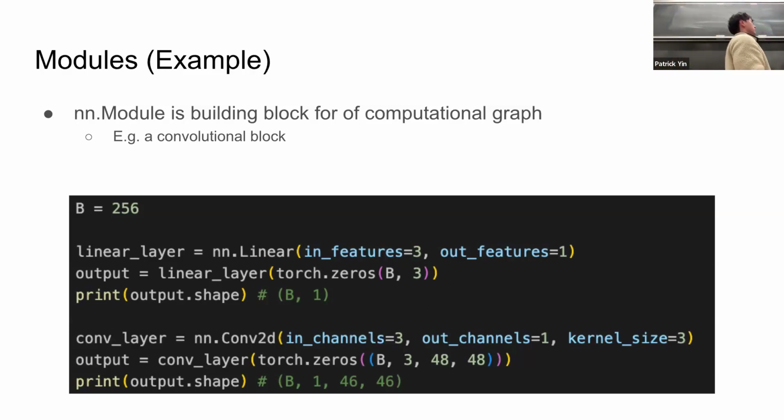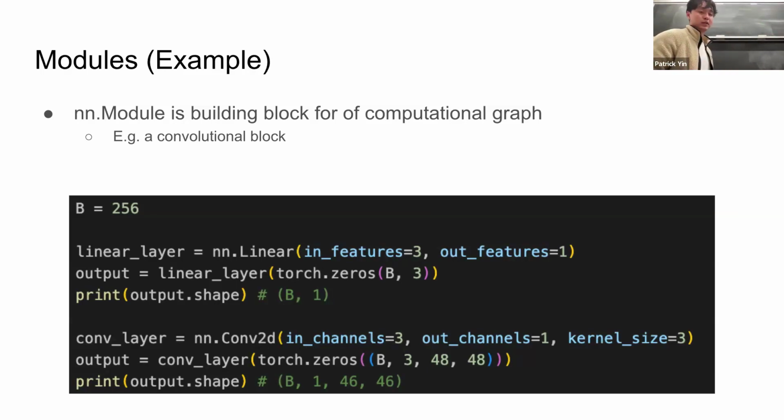So that works for flattened inputs. But if you want to work with images, a lot of people use convolutional neural networks, and that's also predefined in Torch as conv2d. So in this case, we take in 3 channels and say we want to output 1 channel, and the kernel size you also need to define for that conv layer.